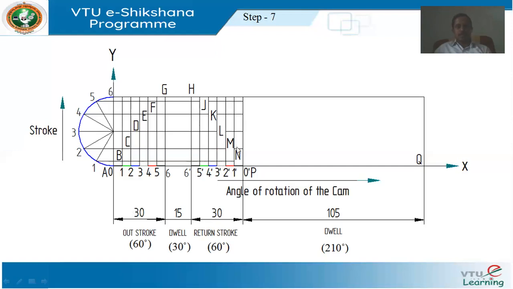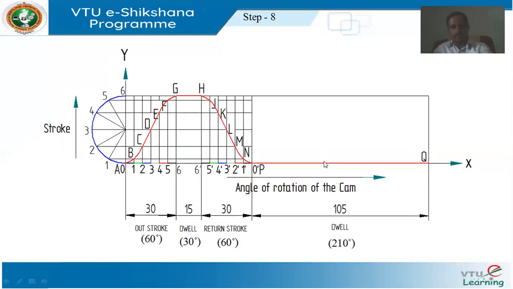After finding these intersecting points, we need to join all these intersecting points with a thick parabolic arc during outstroke and return stroke. Like, join the intersecting points during outstroke A to B, B to C, C to D, D to E, E to F, F to G with a parabolic arc.